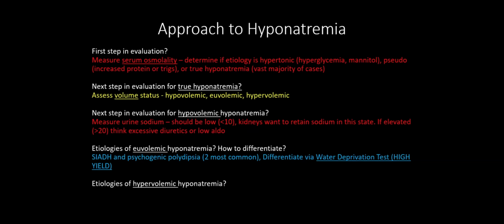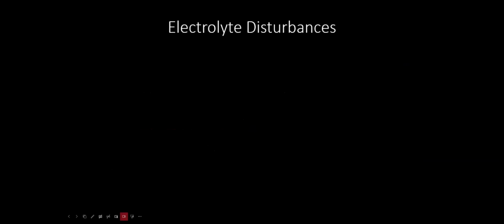So let's talk about the next differential here, the hypervolemic hyponatremia. We already mentioned this in the last case, so I'll just reveal that. The three main pathologies to be thinking of would be CHF, congestive heart failure, nephrotic syndrome due to loss of protein and edema that way, and then liver disease with fluid overload secondary to liver disease. So knowing that those three are the main etiologies is very important. So moving on, more electrolyte disturbances here.